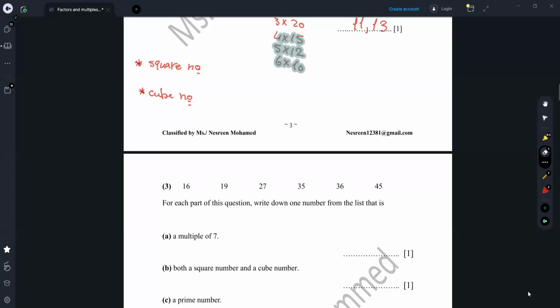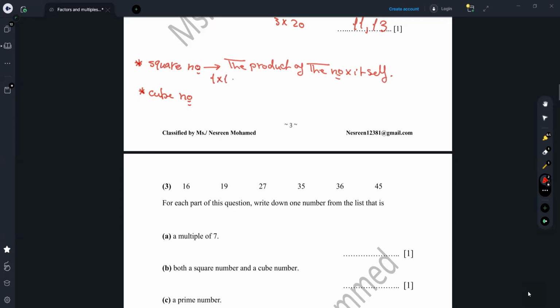This is what we mean by square number. It is the product of the number multiplied by itself. The product of the number multiplied by itself. Okay, we have what here from the square numbers.